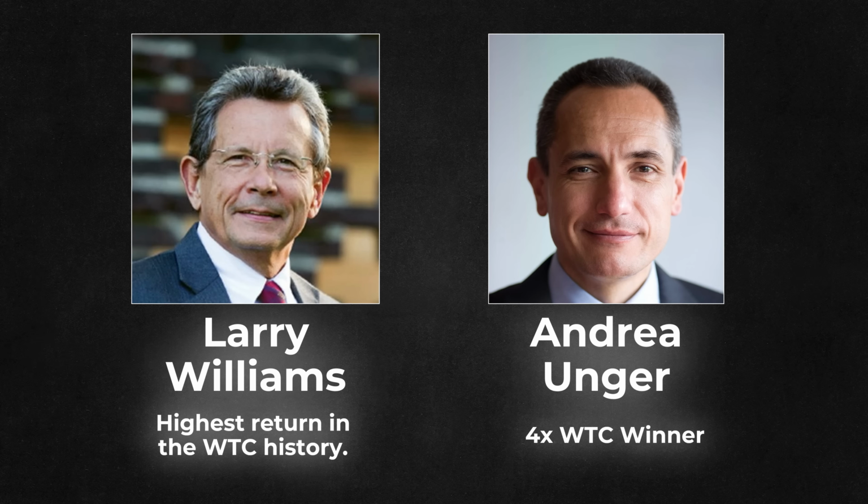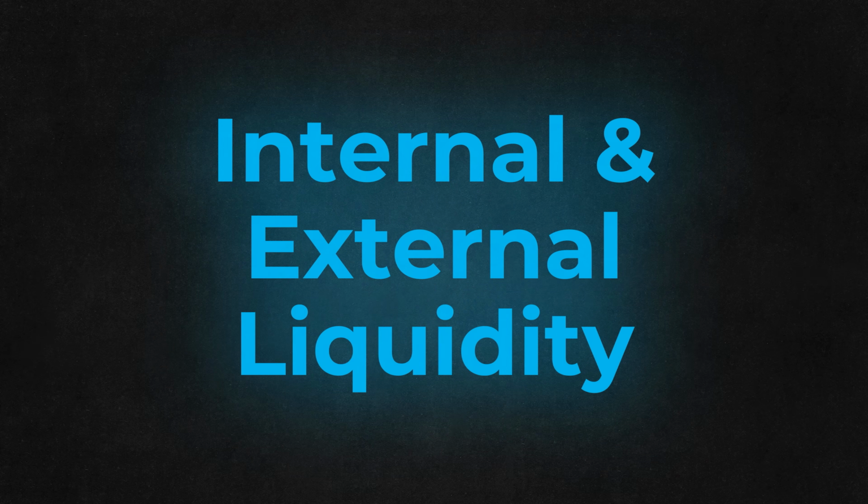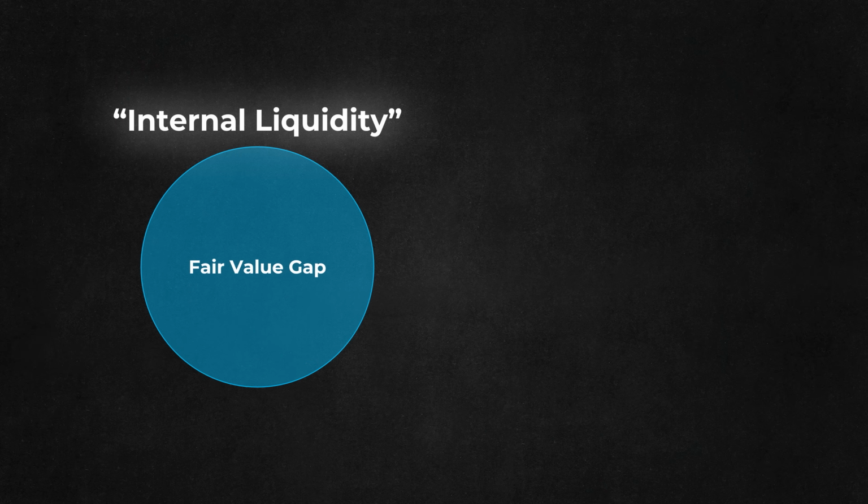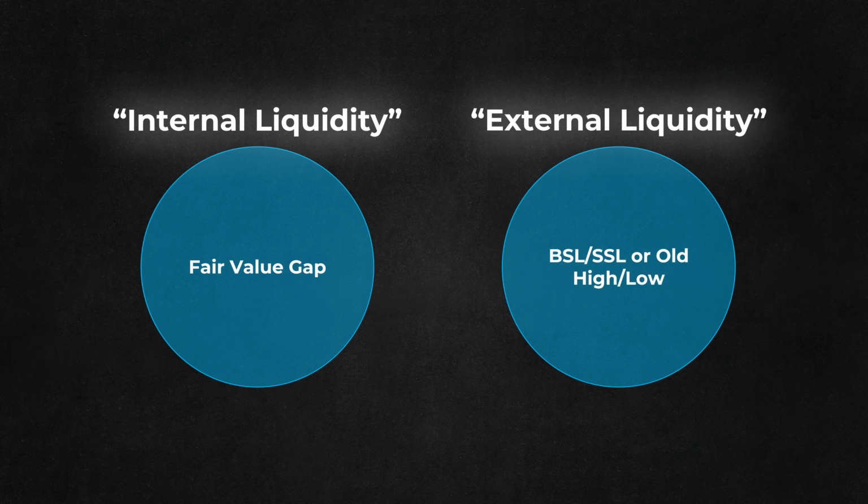The next concept is called internal and external liquidity. The concepts of internal and external liquidity sound complicated, but they are not. Internal liquidity is just a fair value gap. External liquidity is an old high or low, or buy-side, sell-side liquidity levels under the ICT jargon, which are just different names for highs and lows.